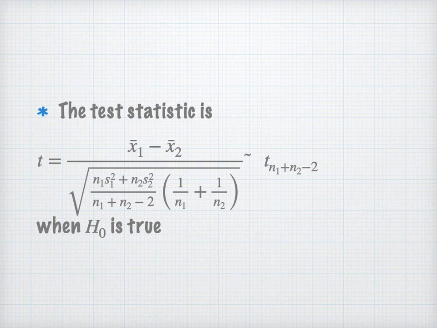Here n1 and n2 are the sample sizes, x1 bar and x2 bar are the sample means, and s1 square and s2 square are the sample variances. So everything is known. If we have a sample, we can find all these from the sample and we can calculate t. And this is said to follow a t distribution with n1 plus n2 minus 2 degrees of freedom under H0.